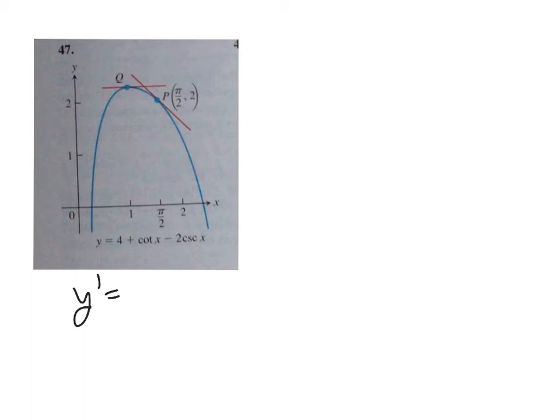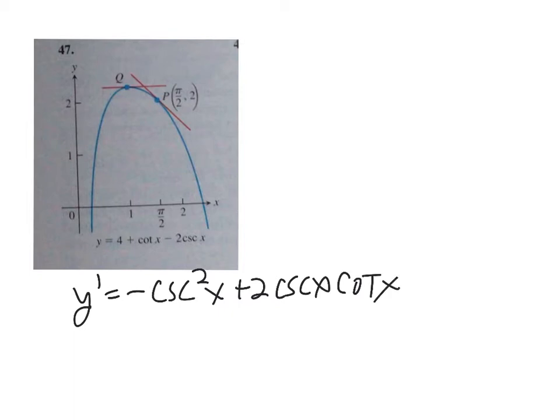So the derivative of 4 is 0. The derivative of cotangent is negative cosecant squared. And then the 2 is a constant, right? And the negative 2 actually is a constant. But then I know the derivative of these trig functions that start with c is always negative. So I'm going to make this plus 2 cosecant x cotangent x.